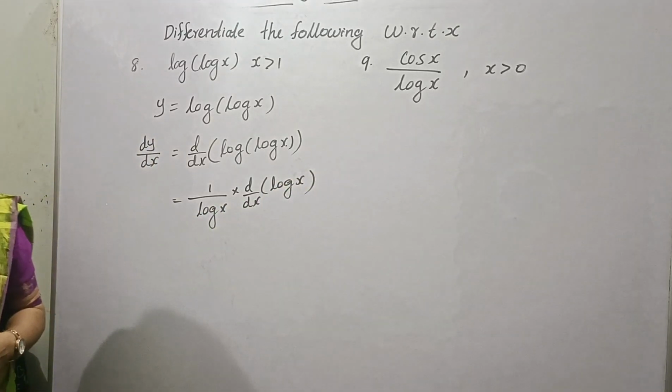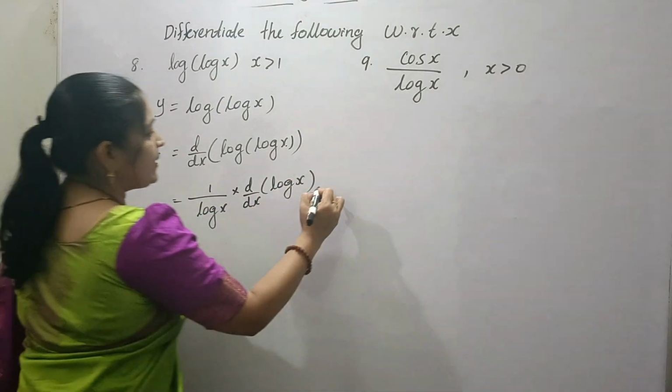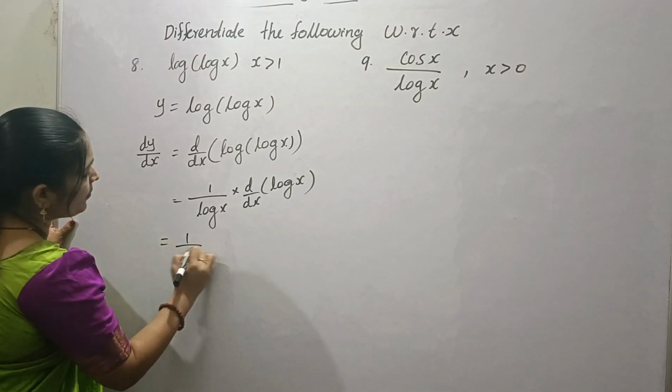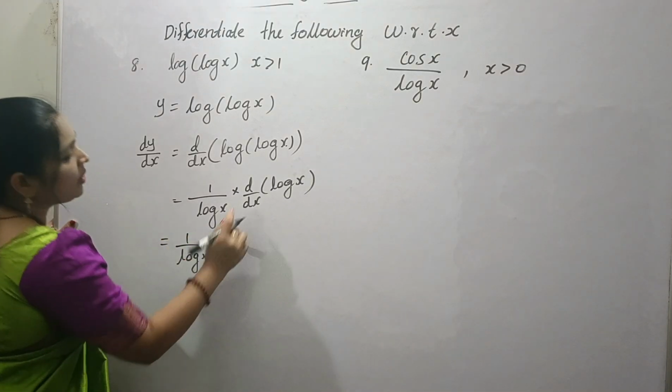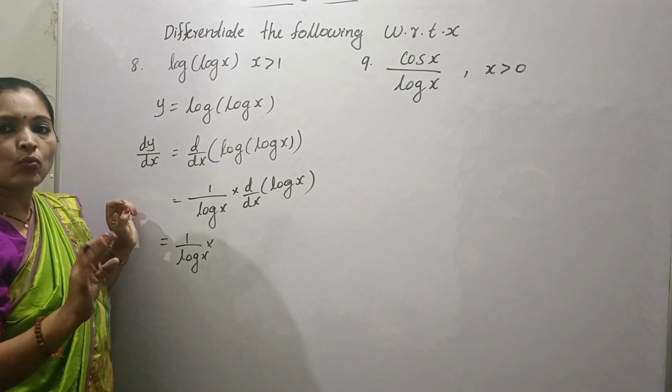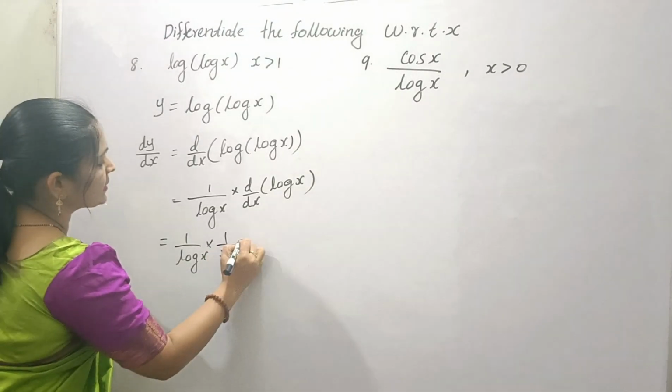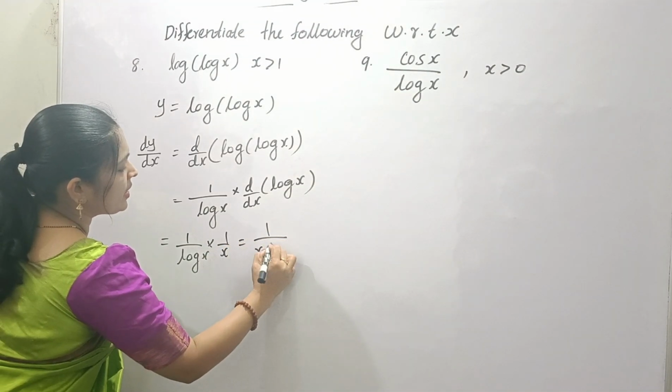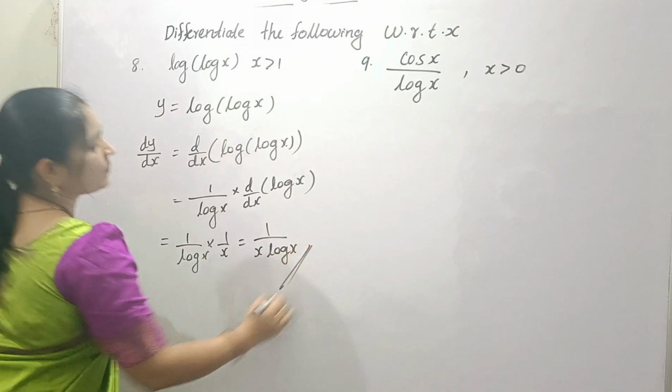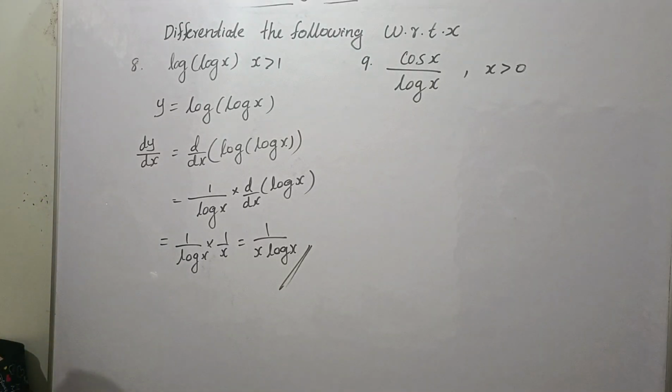d by dx of log log x is equal to 1 by log x into, here derivative of log x is 1 by x. So 1 by x, that is 1 divided by x log x.